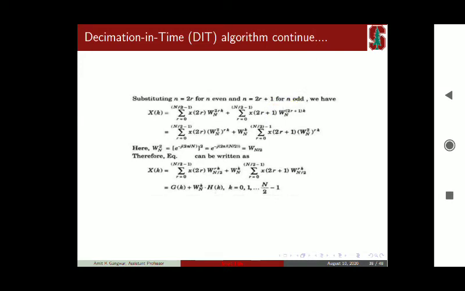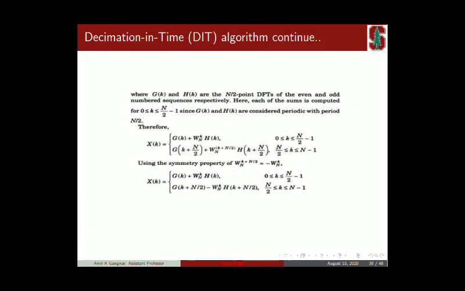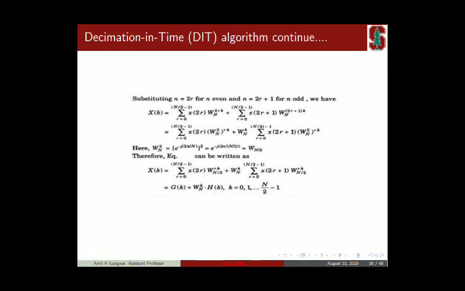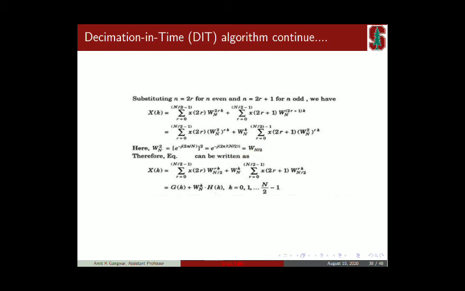So we substitute n equal to 2r and n equal to 2r plus 1 in this expression, in which I broke the sequence into even and odd parts. You can see after putting 2r in place of n, it becomes 2r. Again here, in place of n it becomes 2r plus 1, which is odd. And the limit of the summation will also change, because when n is equal to 0, r becomes 0. Initially n goes to N minus 1, and when divided by 2, it becomes N by 2 minus 1.